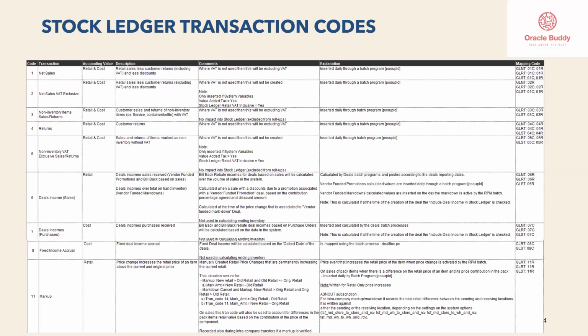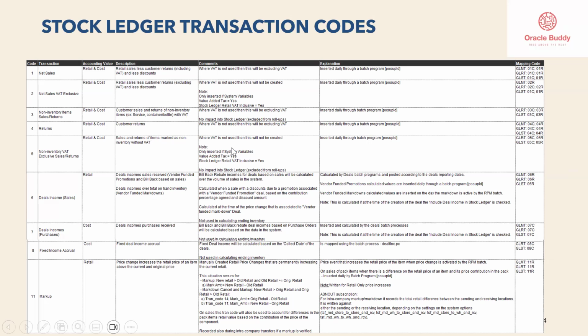Next, we will discuss the stock ledger transaction codes. Below are a few transaction codes. I have not shared all the transaction codes, but a few of the important ones. You can check all the transaction codes in the tran data codes table. So let's discuss a few of the stock ledger transaction codes. Transaction code 1 is net sales.